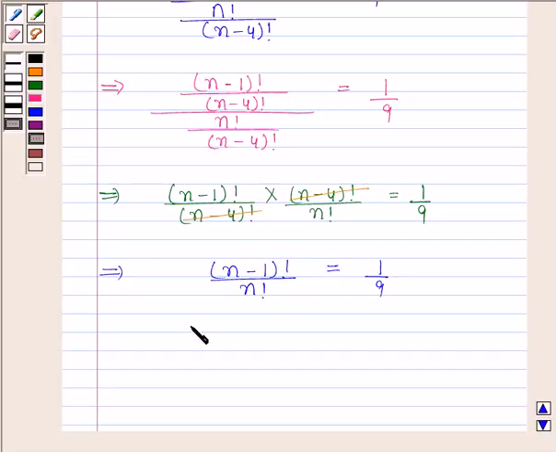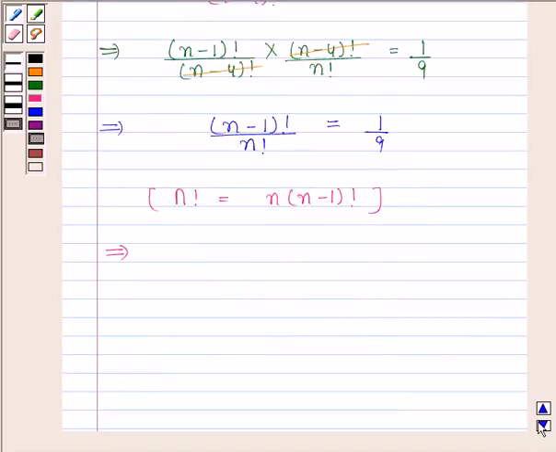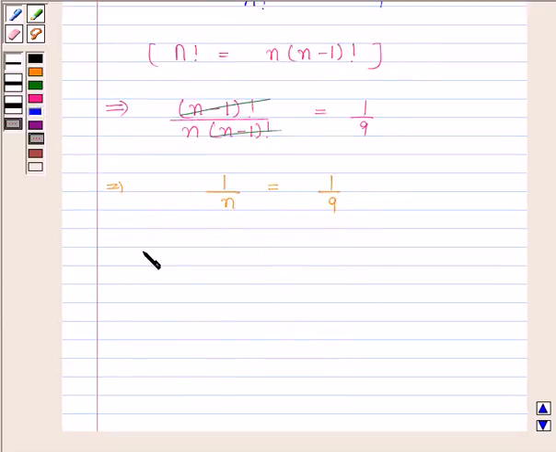We know that n factorial is equal to n into (n minus 1) factorial. So (n minus 1) factorial upon n factorial implies (n minus 1) factorial upon n into (n minus 1) factorial is equal to 1/9. We can cancel (n minus 1) factorial from both numerator and denominator. So we are left with 1/n is equal to 1/9, and this implies n is equal to 9. Hence our required answer is 9.